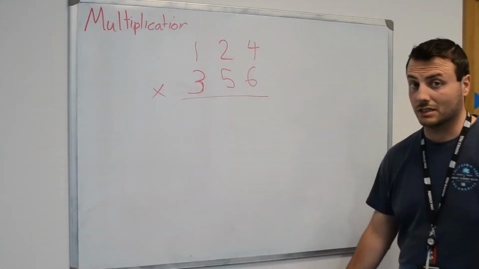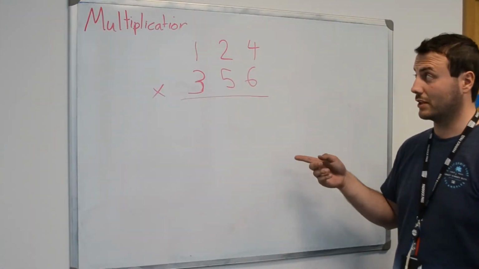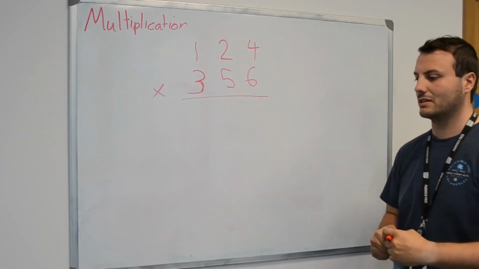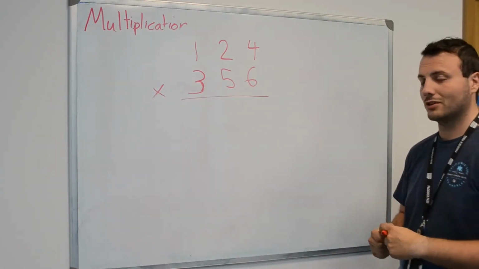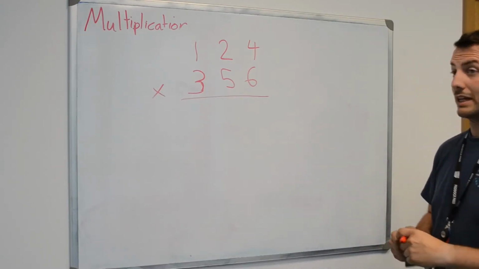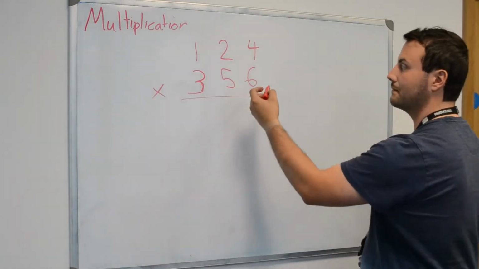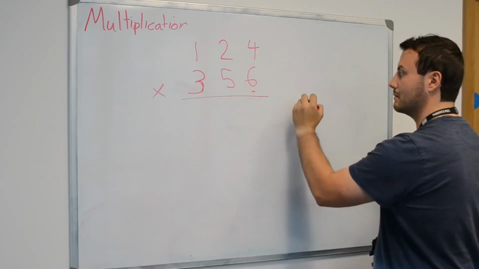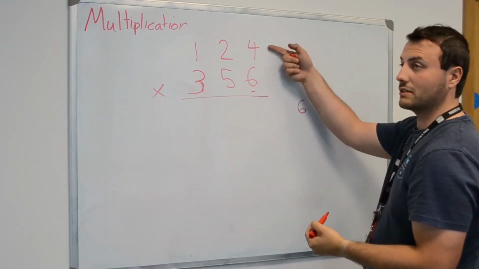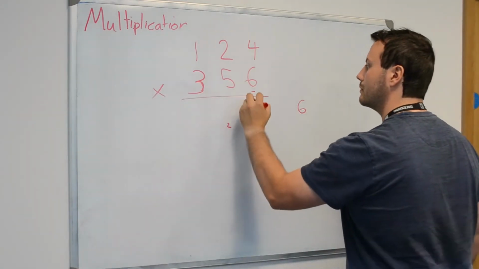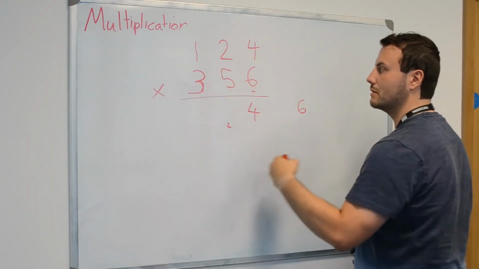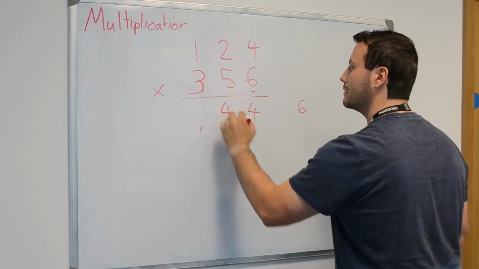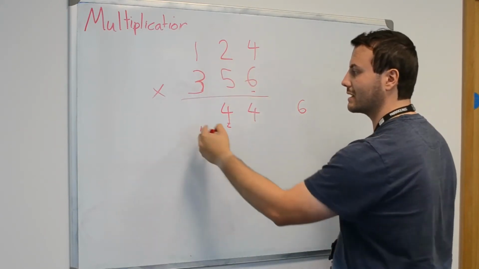Okay, so this will give you a chance to practice. If you want to pause the video here and try this question for yourself, 124 times 356, afterwards I'll show you the workings out. Okay, so the workings out go as follows. Remember the bottom number is always going to be the pivot, so I'm going to start with 6 here. So 6 fours, 24. 6 times 2 is 12, plus 2 is 14. 6 times 1 is 6, plus 1 is 7.